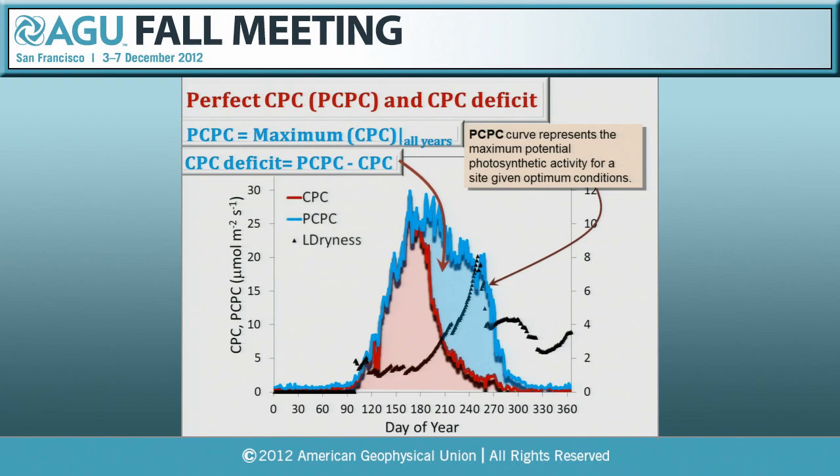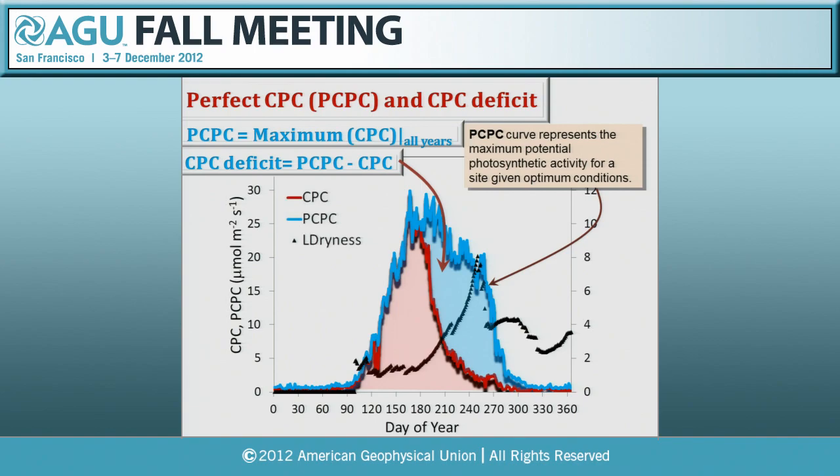Yeah, CPC deficit. So you see the triangle dots indicate the local dryness. You see this CPC deficit increases with increasing local dryness. There is a very good dynamic relationship between this CPC deficit and local dryness.